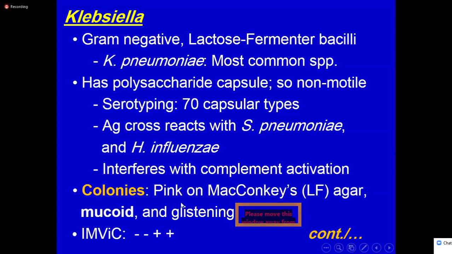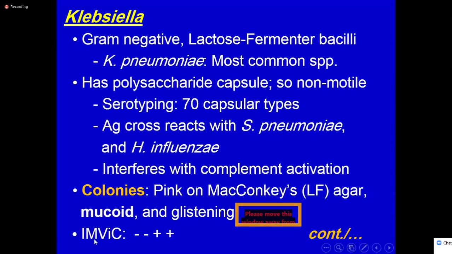The colonies appear pink, lactose fermenter on MacConkey's agar. However, because of the capsule, they are mucoid. The colonies tend to be mucoid and glistening, while the E. coli colonies are dry colonies. The IMViC phenomena is opposite to the E. coli.